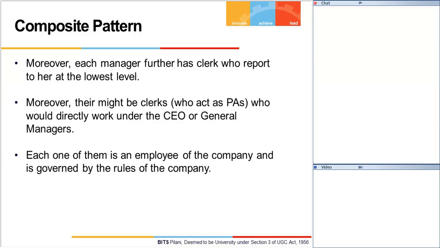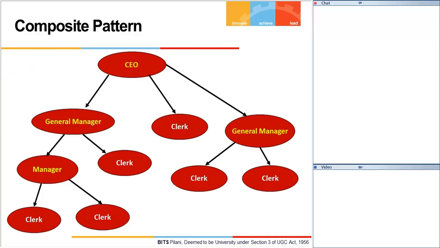Then each manager further has clerks working under him, who directly report to him. Moreover, there might be clerks who act as personal assistants who directly work under the CEO or the general manager. So we might have a structure like this. There is the CEO, and there are general managers. This particular general manager has a manager working under him. The manager has two clerks under him. This general manager has one clerk also working under him. Then the CEO also has a clerk working. The CEO has another general manager, and this general manager in turn has two clerks.